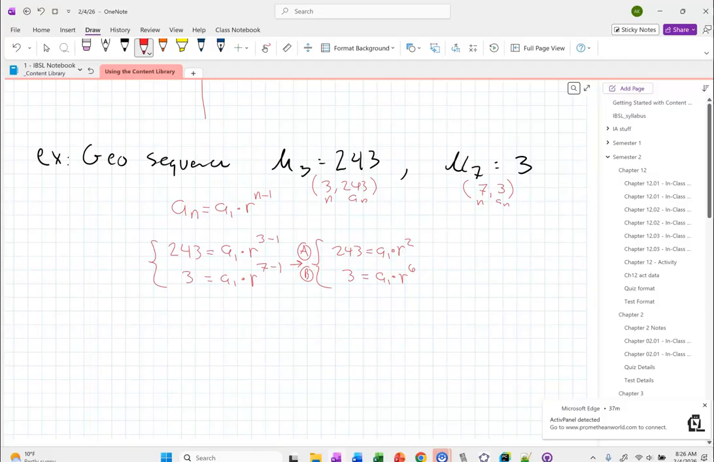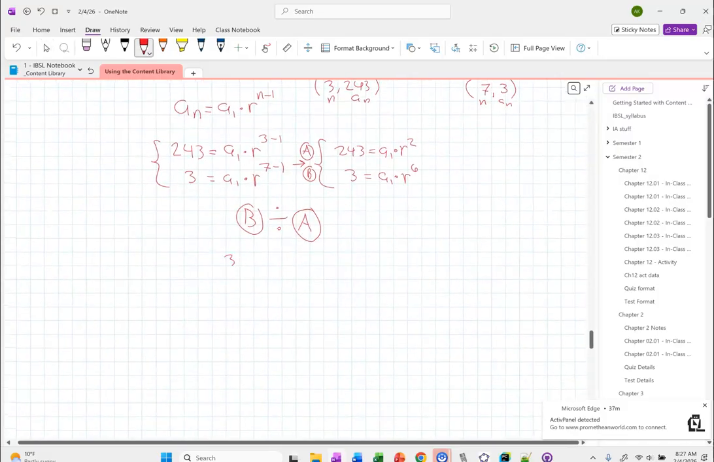Now to solve this system, because my variables are multiplied together, if I'm doing elimination, I need to divide the 2 equations rather than adding and subtracting them. So my suggestion, to make your life as simple as possible, is to take the equation with the bigger exponent, in this case that's the 6, and divide it by the equation with the smaller exponent, so that is the 2. So we're going to do equation B divided by equation A.